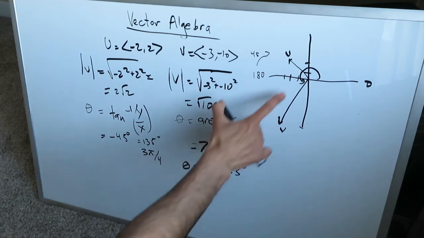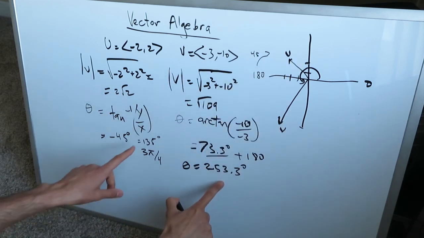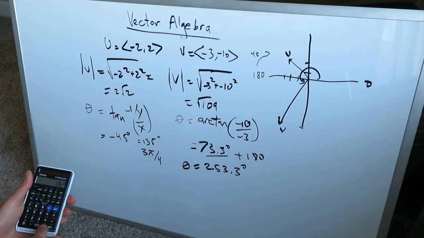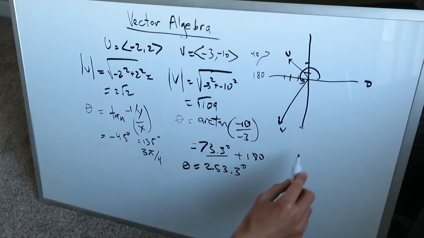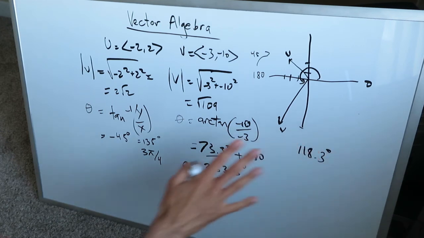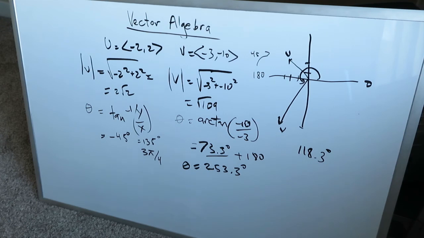Now the intervening angle between can just be found this way. You can just do 253.3 minus 135 and you get an intervening angle of 118.3. The intervening angle meaning the angle between the two vectors u and v.